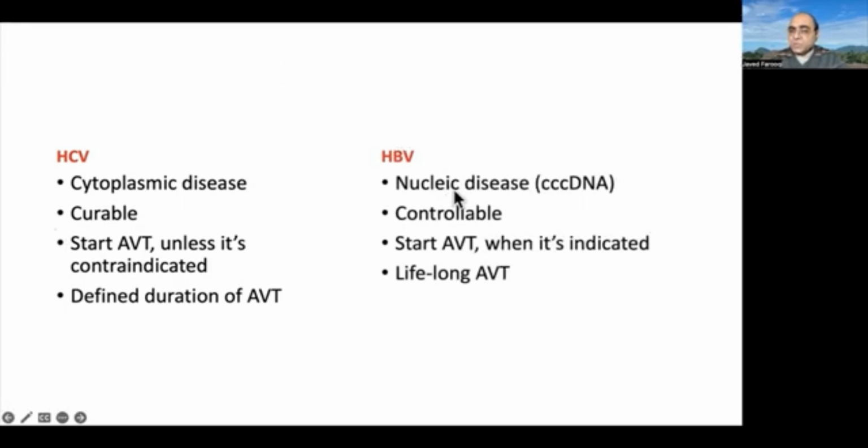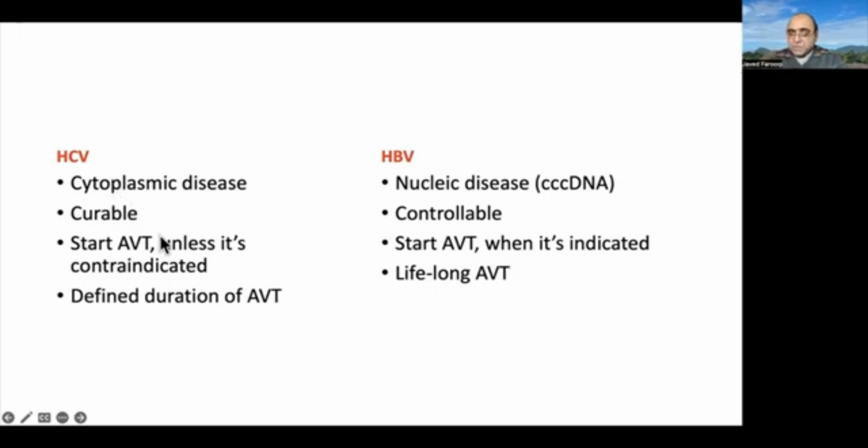Hepatitis B is a nuclear disease. It's not a cytoplasmic disease because the cccDNA lies within the nucleus of the hepatocytes. Therefore, it's a lifelong disease. HCV is just like an infection, but hepatitis B becomes a lifelong disease, just like diabetes, just like hypertension, just like epilepsy, just like asthma.